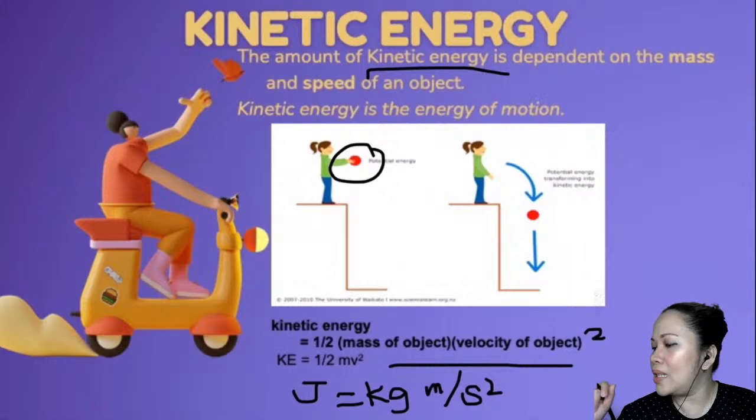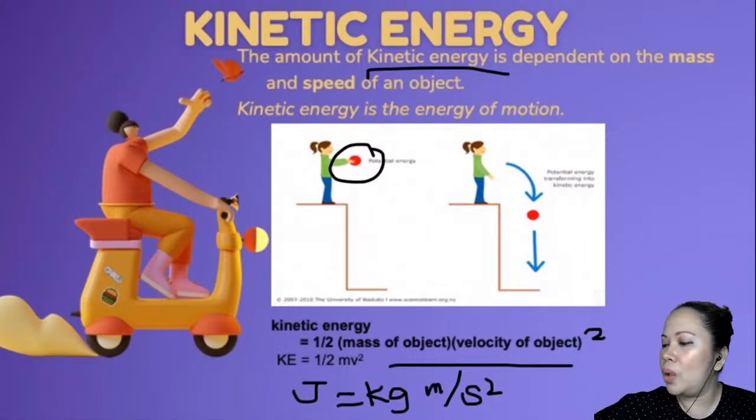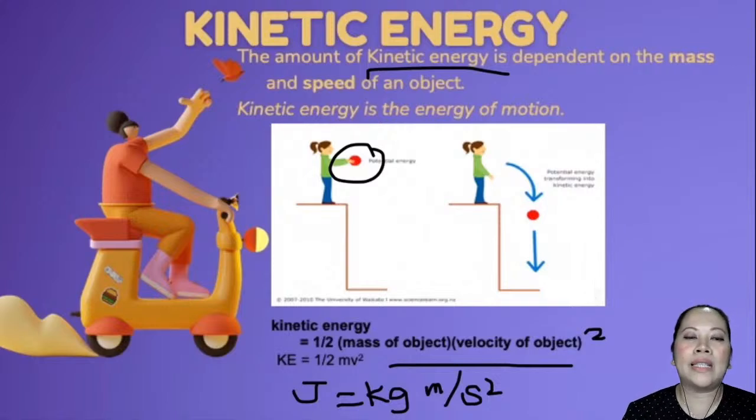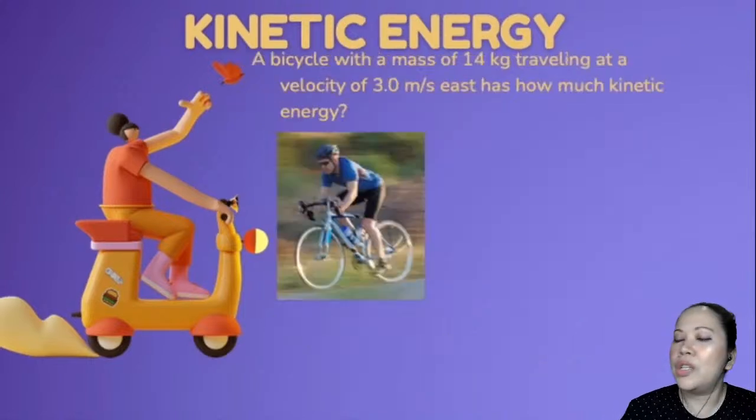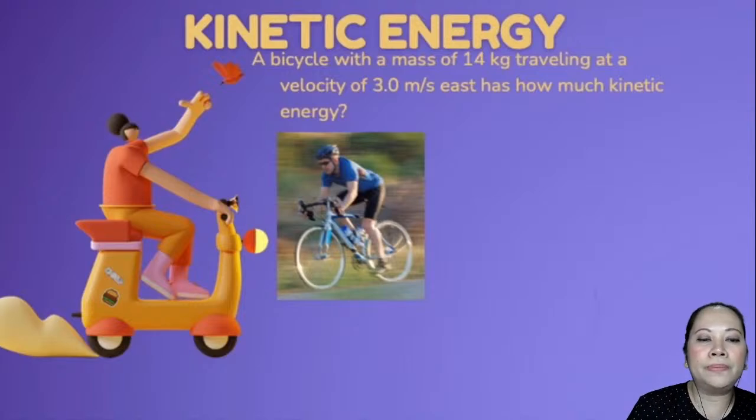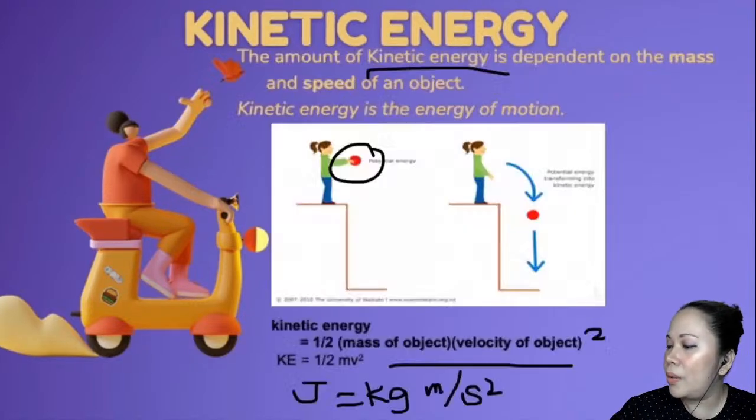Why is that? You have your mass and then your velocity. So let's say, for example, kilogram per meter. Sorry, why did I put a square there?